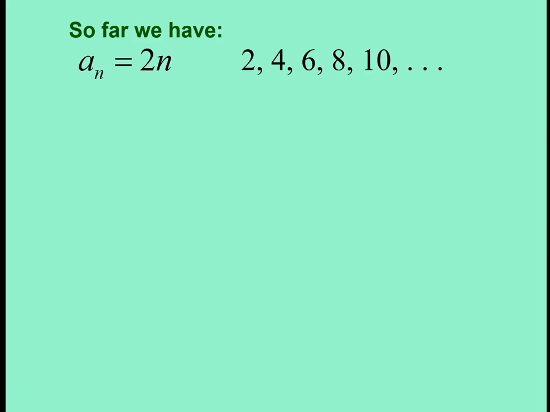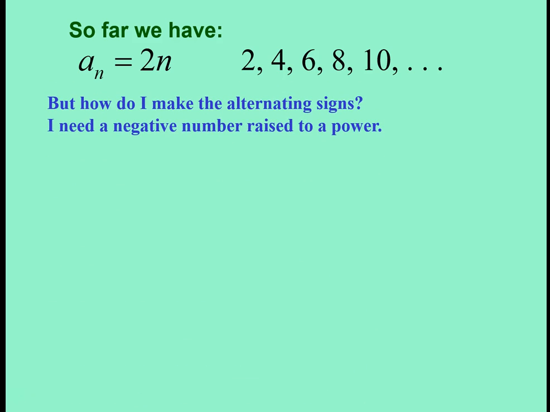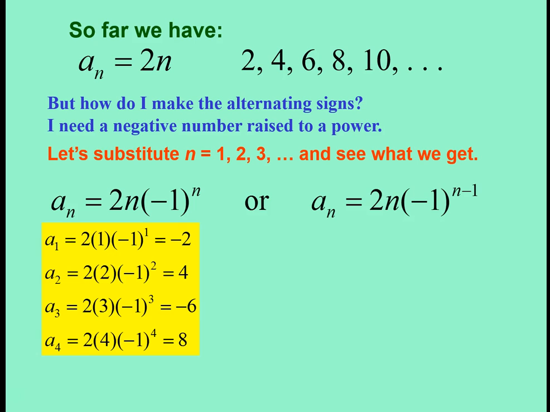So far we have a sub n equals 2n, 2, 4, 6, 8, 10. To make alternating signs, I need a negative number raised to a power. Recall that if we raise a negative number to an even power, it is positive, and if we raise a negative number to an odd power, it is negative. That's why we need this negative 1 to the n, or negative 1 to the n minus 1. Let's substitute n equals 1, 2, 3 and see what we get. After I do that, you'll see why I have 2 different versions.